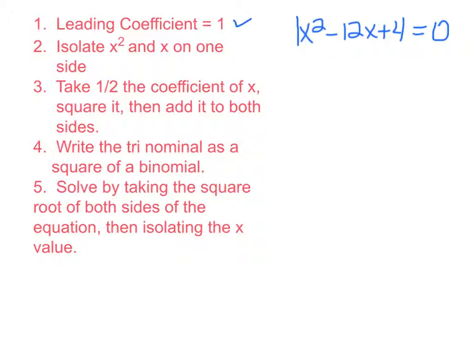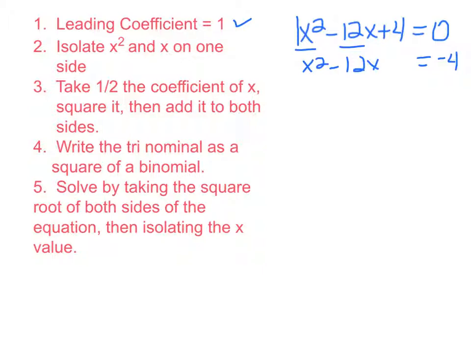Step 2 says to isolate x squared and x on the one side of the equation. Well, to do that, we have to move the constant, which is 4, to the other side. So that would give us x squared minus 12x equals negative 4. Now remember, you have to leave that space right there for just a second.